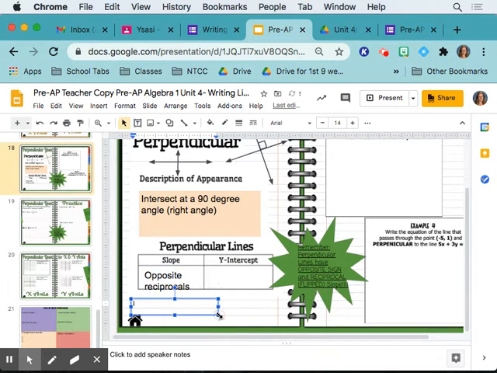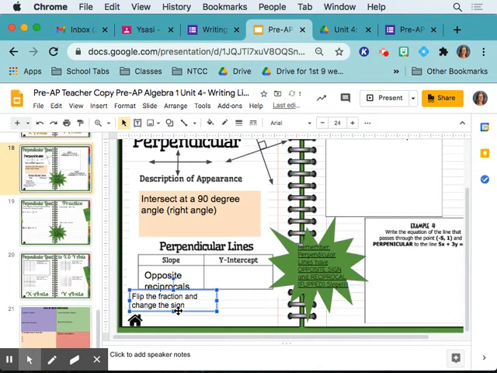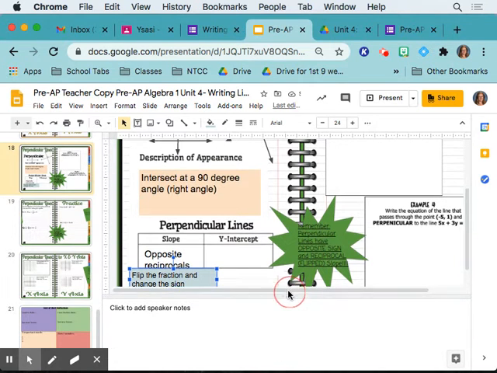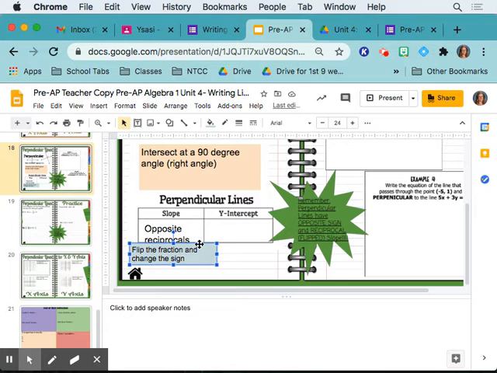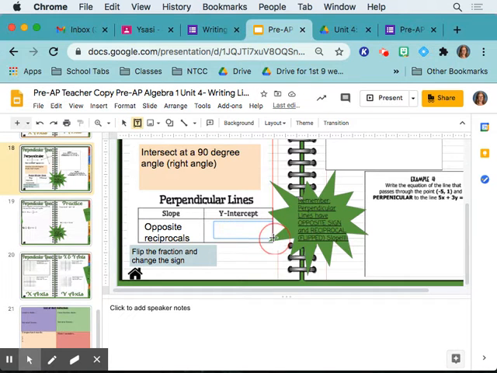So I'm going to write down here what that means: flip the fraction and change the sign. That's what opposite reciprocal means. And then the y-intercept could be the same or different. It doesn't matter.